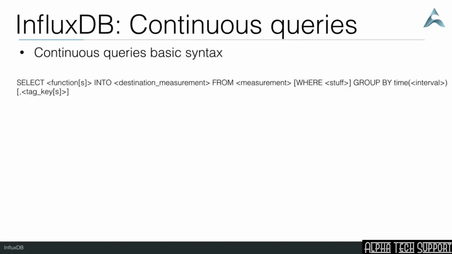We've got basic syntax and advanced syntax. This is the basic syntax. The CQ query requires a function, an into clause, and a group by time. Notice that the CQ_query does not require a time range in a where clause. InfluxDB automatically generates a time range for the CQ_query when it executes the continuous query. Any user-specified time ranges in the CQ_query's where clause will be ignored by the system.